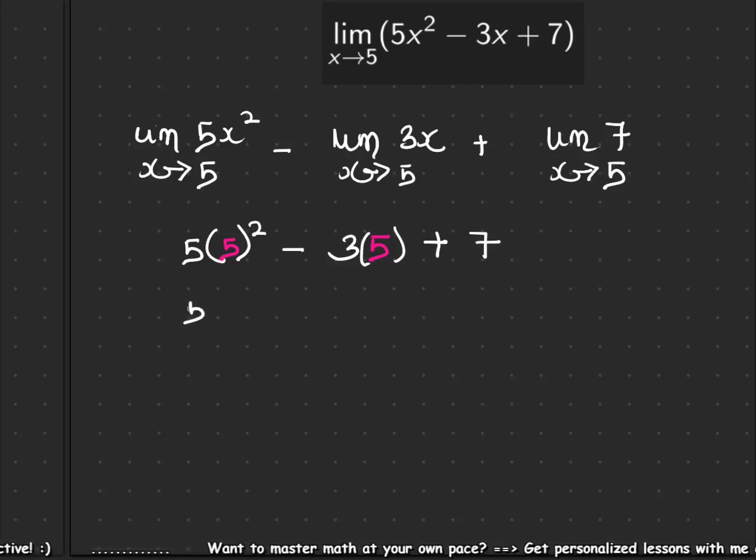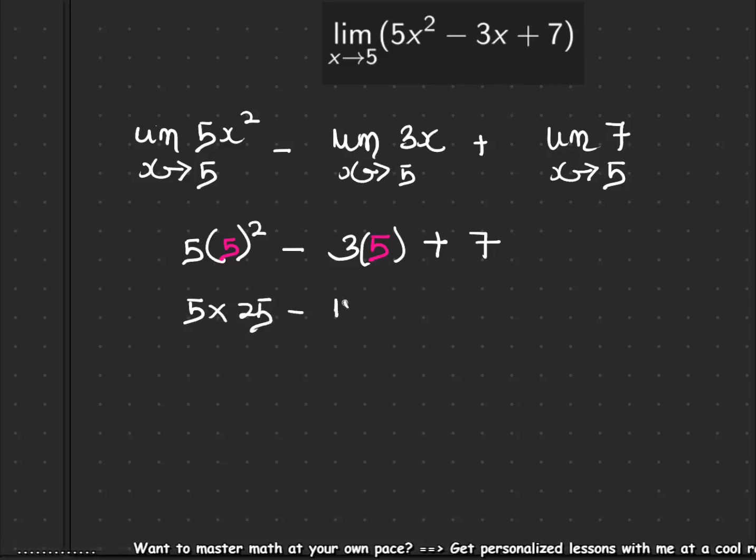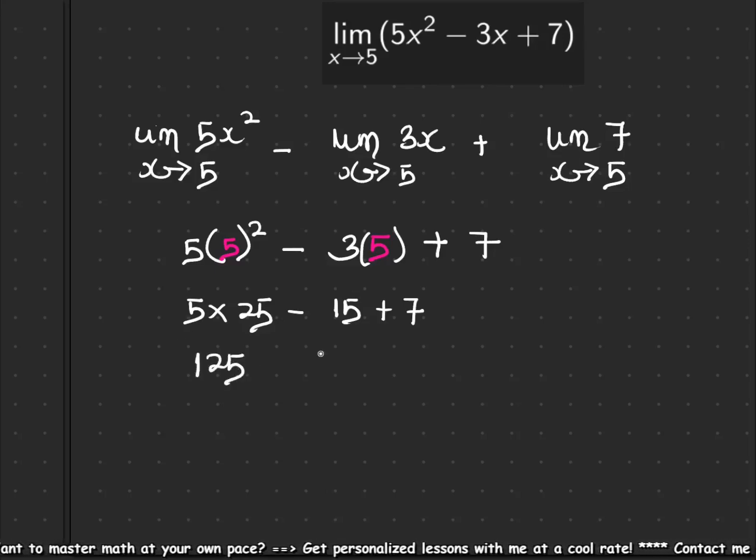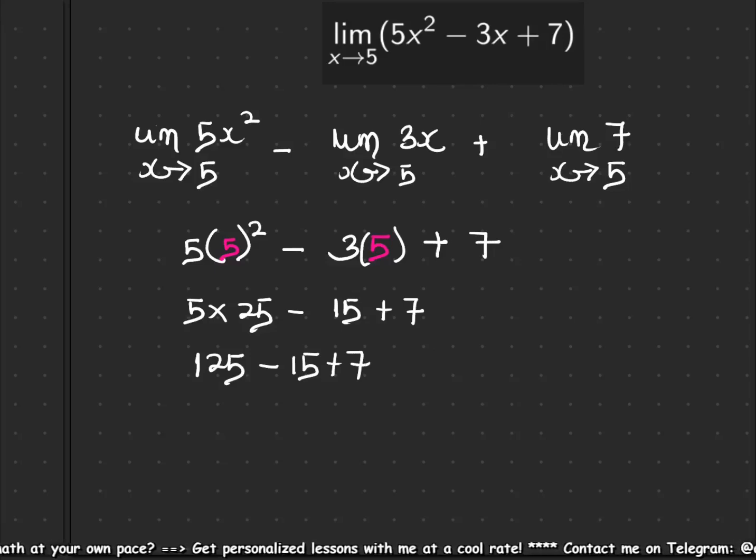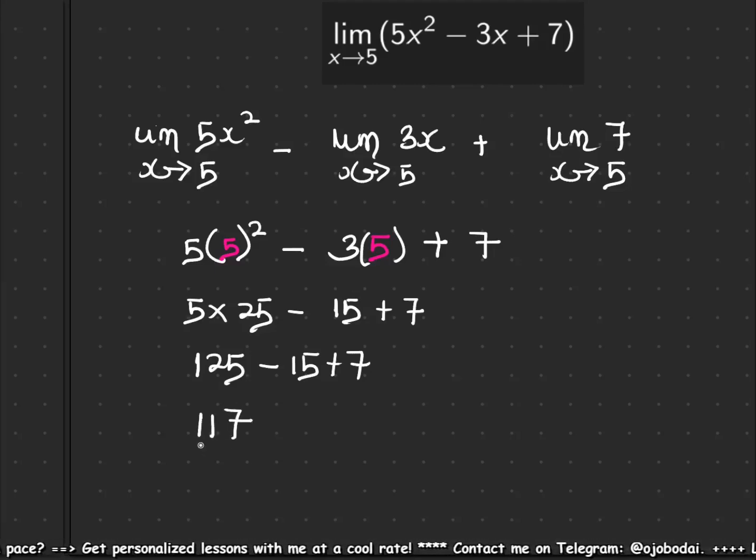Simplifying, we have 5 times 5 squared. 5 squared gives us a 25. Then minus 3 times 5, which is a 15, plus 7. Evaluating 25 times 5, we are going to get what? 125 minus 15 plus 7. So 125 minus 15 plus 7 then gives us a what? A 117. Hence, this becomes the answer for the evaluation of this limit over here.